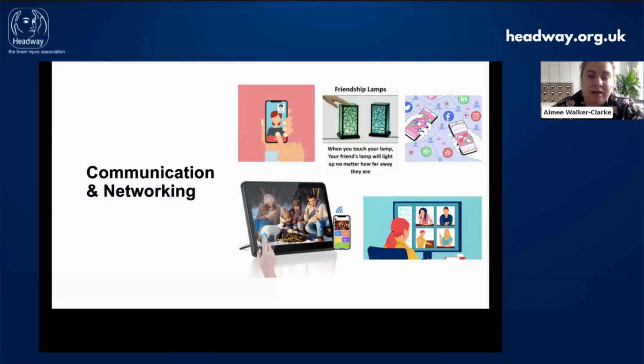And then there's some other more physical technologies. So like I picked out these friendship lamps. You have one, a member of your friends or family have another. If you turn yours on, then theirs turns on too. It's just a nice way of reducing that sense of isolation. And similarly with the digital photo frames, we have one of these for my grandparents actually, where we can send over pictures of the kids so that they feel a little bit more involved in their lives where that physical contact isn't possible.